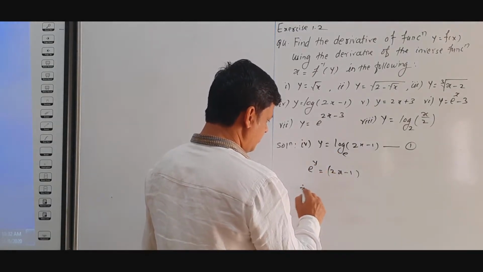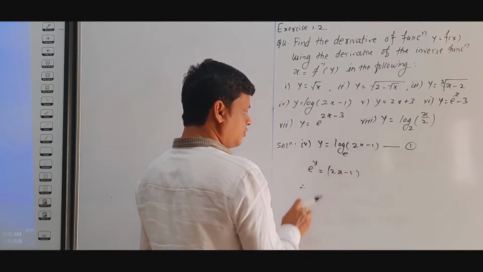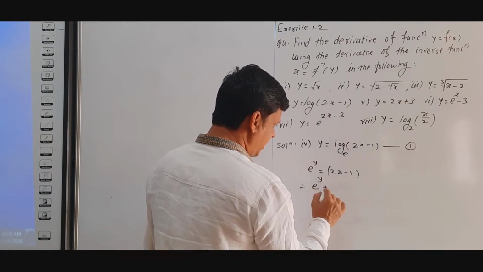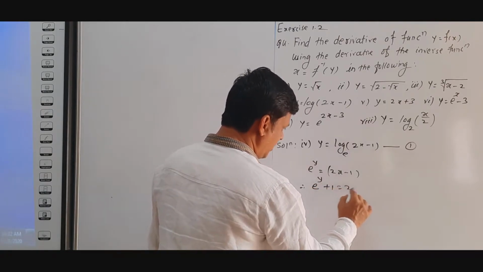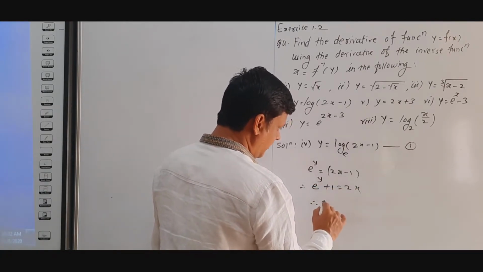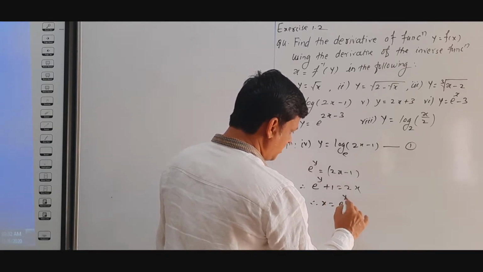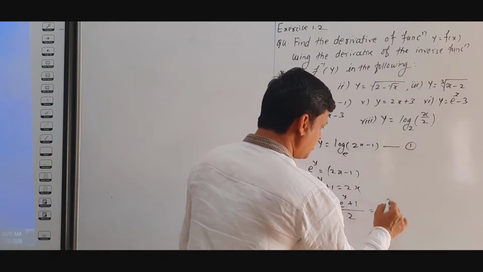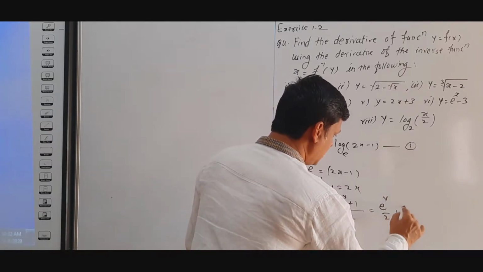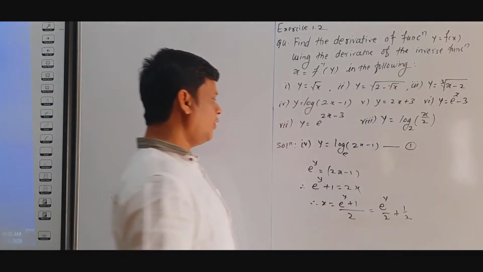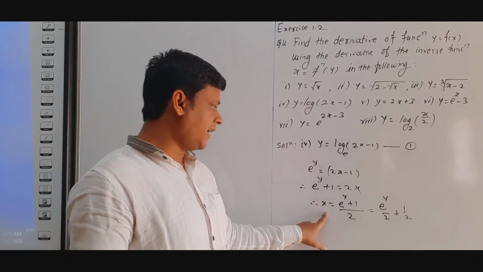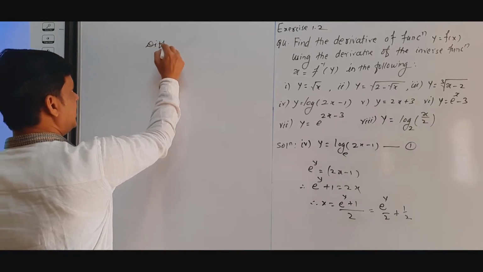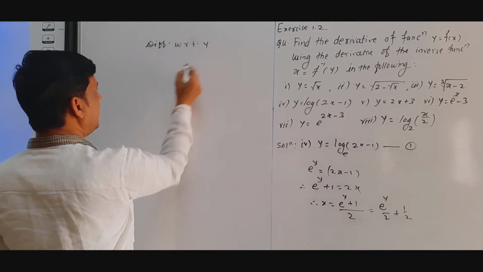So from this we write the value of x in terms of y. Transfer this minus 1 to the left hand side, we get e raised to the power y plus 1 equals 2x. Therefore x is equal to e raised to the power y plus 1 upon 2, that we write as e raised to the power y by 2 plus 1 by 2. Now we have to differentiate this x with respect to y.